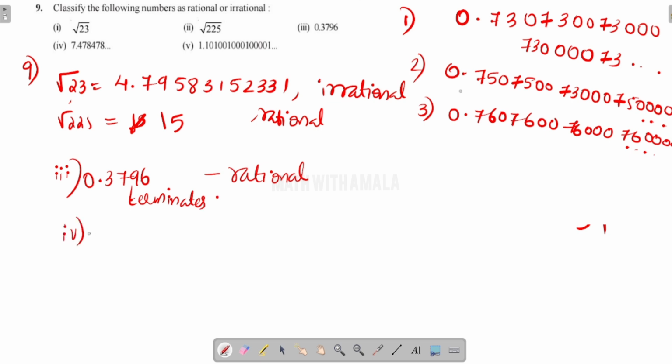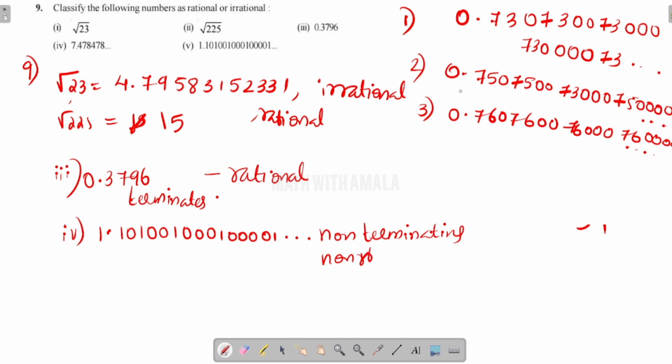Next one is 7.478478. Actually, there is no bar given, and also it is continuing. Nothing is repeating. So it is an irrational number. Then the fifth one is 1.010100100001, and it goes. It is non-terminating and non-recurring. Hence it is an irrational number.